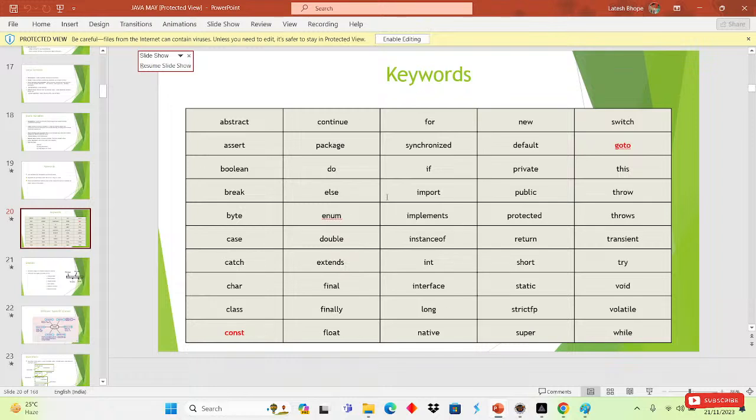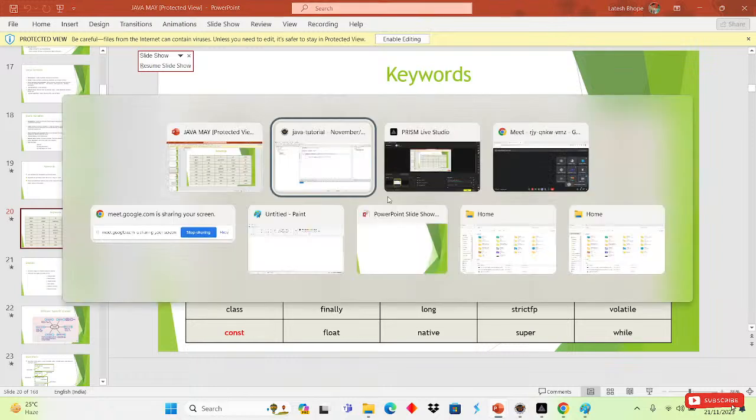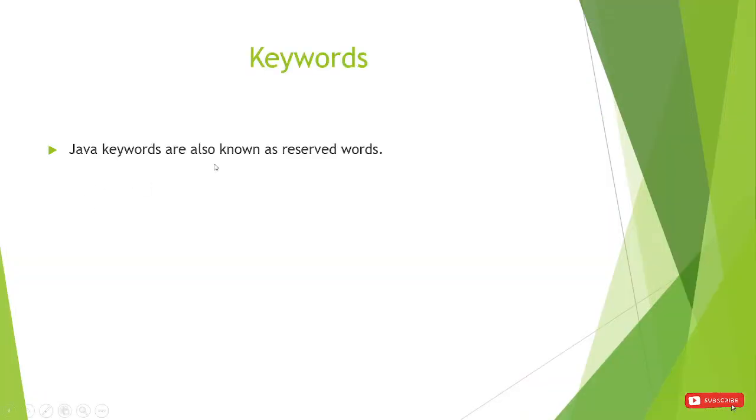So what is the use of these keywords and what do they mean? We will come to the PowerPoint again. By definition, Java keywords are also known as reserved words. These are simple words which have some work.